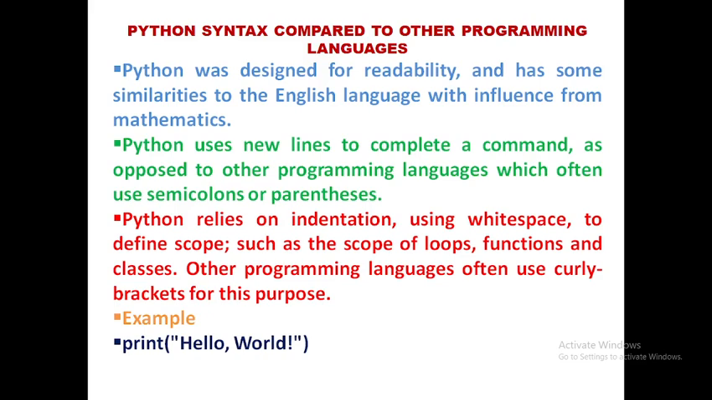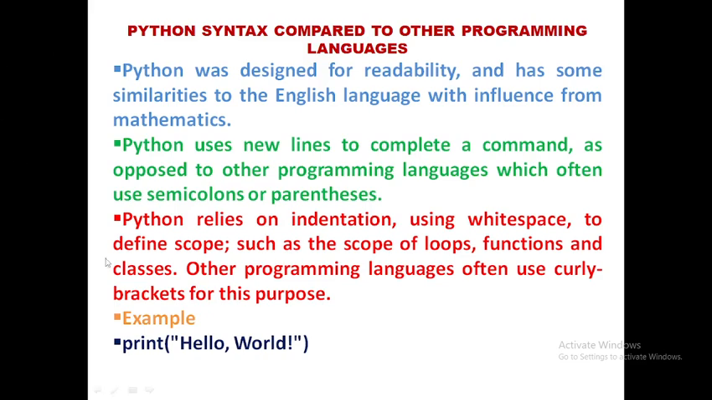Python uses new lines to complete a command, as opposed to other programming languages which often use semicolons or parentheses. Python relies on indentation using white space instead of curly braces like other languages for defining the scope, for defining code blocks, for defining the scope of loops, functions and classes. We use white space in this.